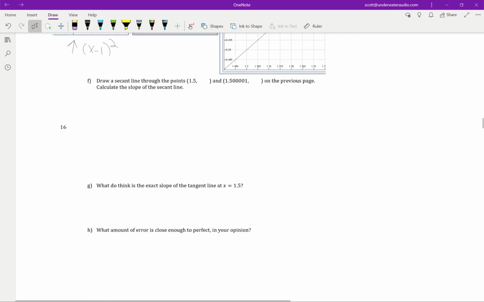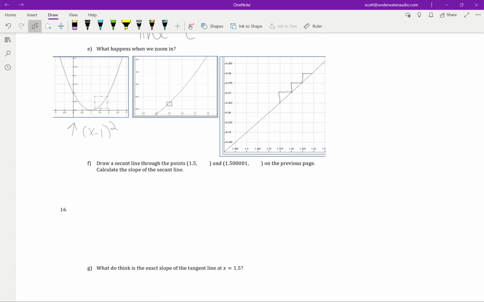I sometimes over repeat things, but this is one of those problems that I think is really hard and it would be better to repeat. So now we're doing the same thing. We're going to draw a secant line through the point 1.5, and I believe we decided 0.25, and then 1.500001 on the previous page. But we're going to plug 1.5000, let's see how many, 1, 2, 3, 4 zeros into our equation to get the output. And that is almost certainly a calculator problem.